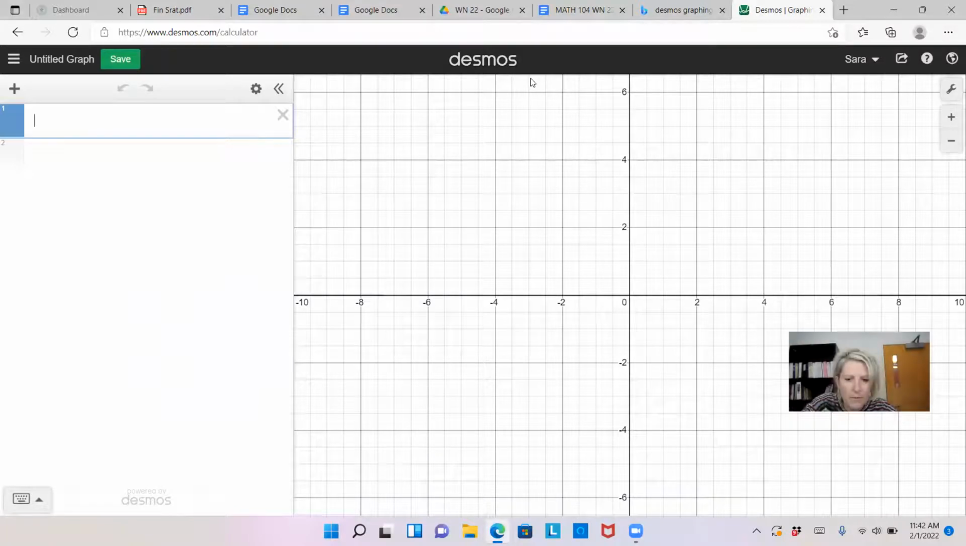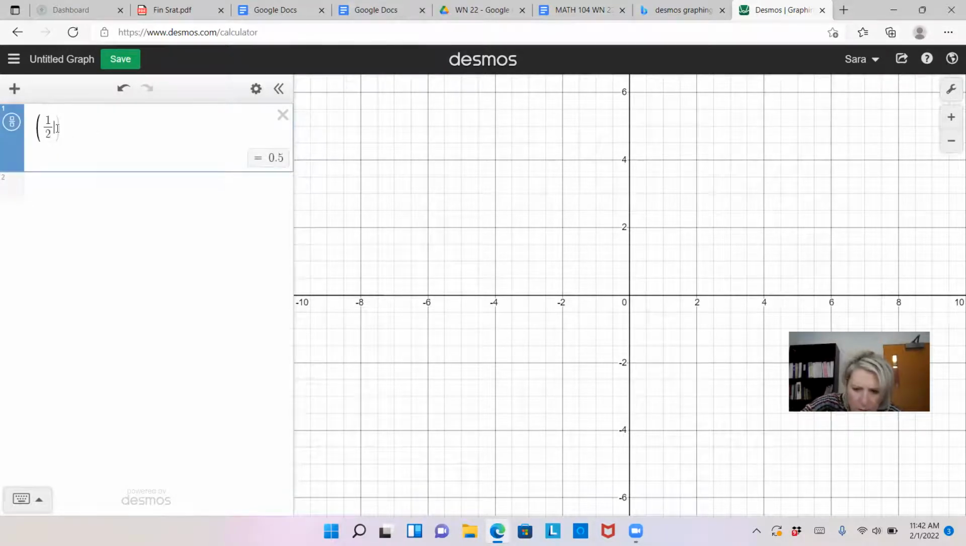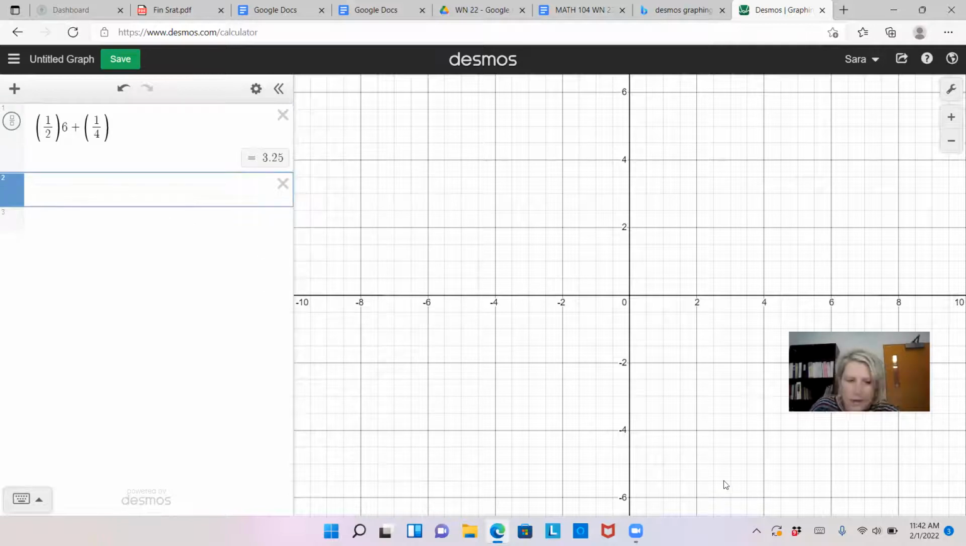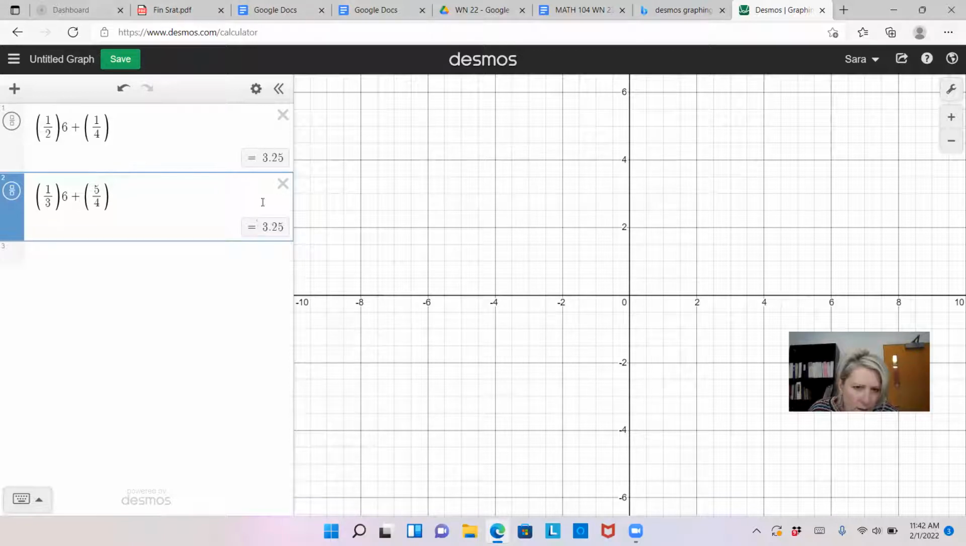So I'm going to say parentheses 1 divided by 2 parentheses 6 plus parentheses. I'm putting my fractions all in parentheses just so. So that equals 3.25. Then on the right-hand side, I'm going to do the same thing. 1 divided by 3 parentheses times 6 plus 5 divided by 4 parentheses. So they should equal the same thing if 6 is really the answer, and they do.